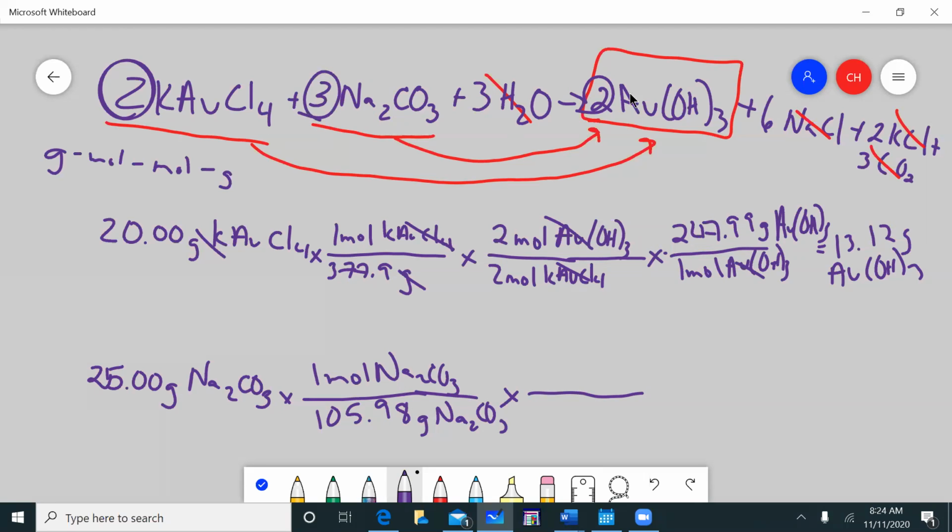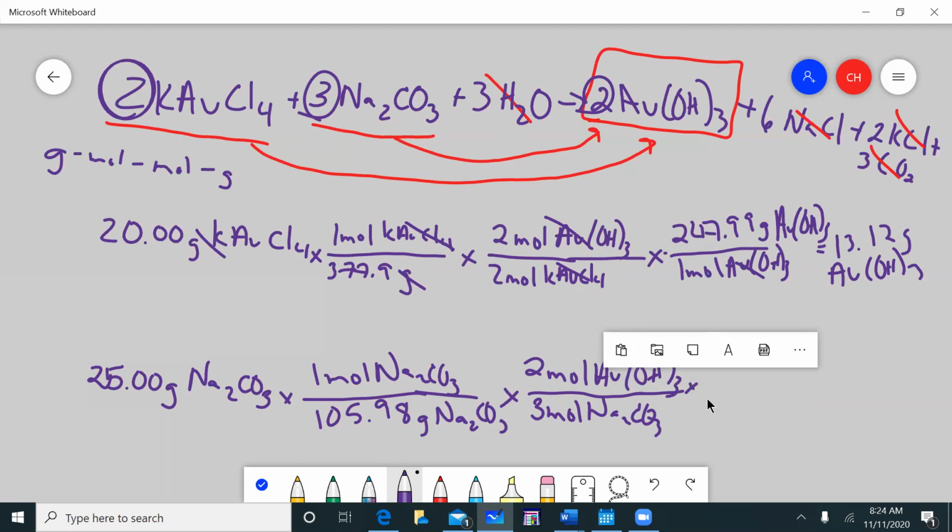Here, it's a 3:2 ratio. So 3 moles of the Na2CO3 are going to yield 2 moles of the AuOH3. Last step, which will mirror what we did up here, is getting my product back into grams. So for every 1 mole of AuOH3, I will get grams. It's 247.99 grams.